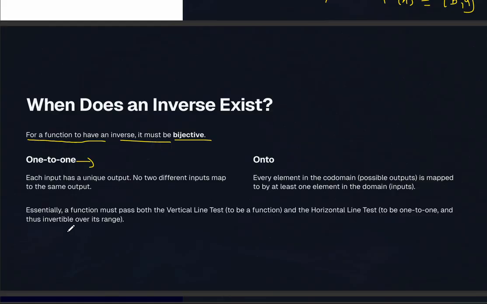What is meant here is that for any input value, let's say x1, there should be a unique output value y1, and for any other input value x2 there should be a unique output value y2. If the function produces the same output value for two different input values, then we can say that the inverse of that particular function will not exist.